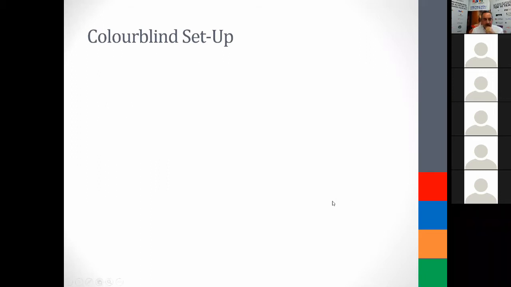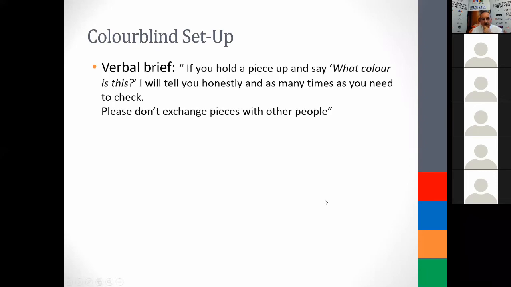So the next piece of verbal information that you give to the group is, if you hold a piece up and say, what colour is this? I will tell you honestly and as many times as you need to check. I also suggest that they don't exchange pieces with other people, so that's quite important.